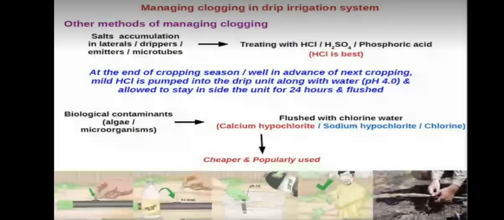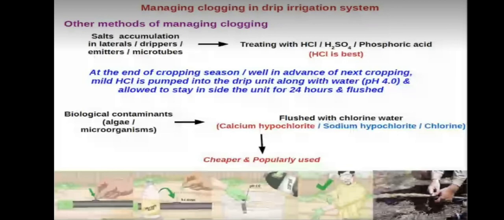Next, managing clogging in drip irrigation. How to manage? Other methods of managing clogging due to salt accumulation in laterals, drippers and emitters: treating with HCl, H2SO4 or phosphoric acid can be done to remove the salt accumulation in laterals. HCl is the best one they recommend.